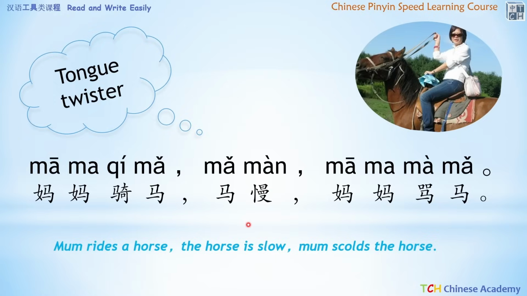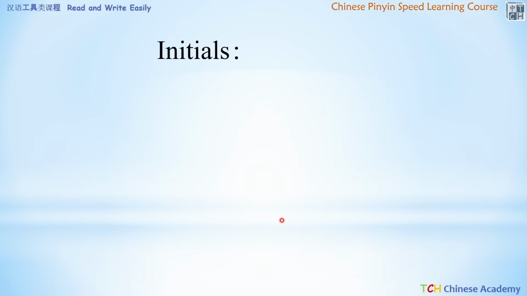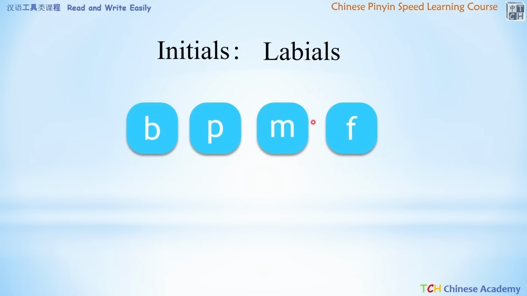Well, so much for this short introduction about the pinyin in general. We'll start with the initials. The Chinese initials function like English consonants. Many of them are pronounced approximately the same as their English counterparts. And in this video, we'll mainly focus on labials. We put these four sounds together as the labials.